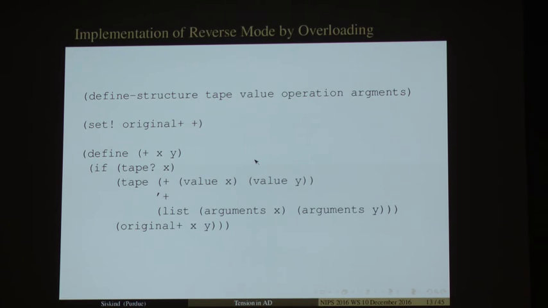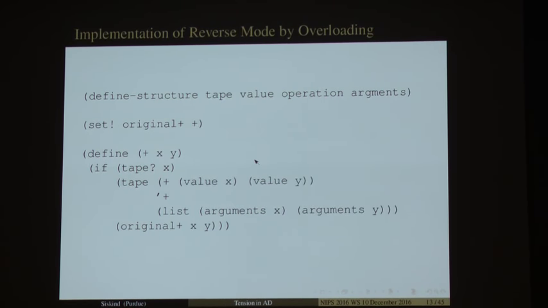Well, this gets even worse in reverse mode, because this is an 8-line caricature of AutoGrad. This is essentially what FADBAD does in reverse mode. You have a data structure, traditionally called a tape, which is just a directed acyclic graph that has three slots: a value that's being computed by the primal, an operation, and its arguments.